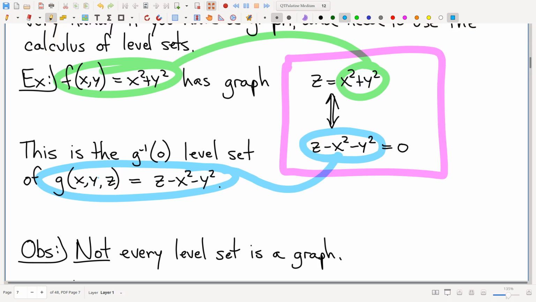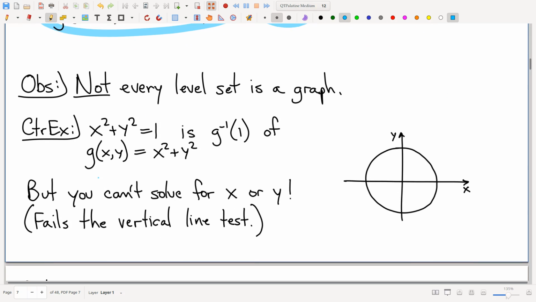So, valuable little trick, and tragically this only goes one way. Every graph is a level set, but not every level set is a graph. Easy example, this is clearly a level set. It's also clearly not a graph because I cannot solve for either x or y.